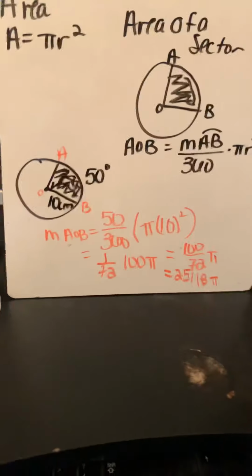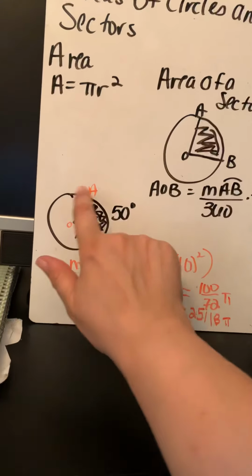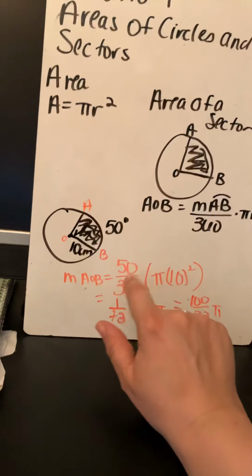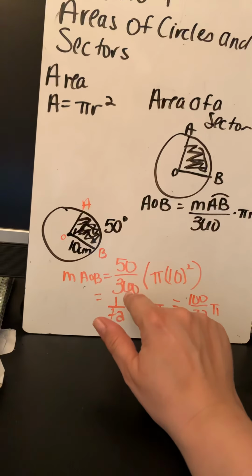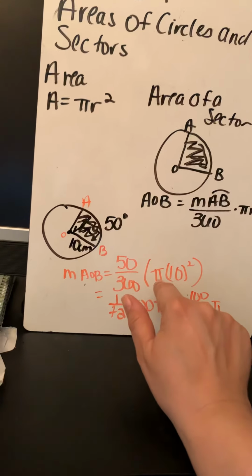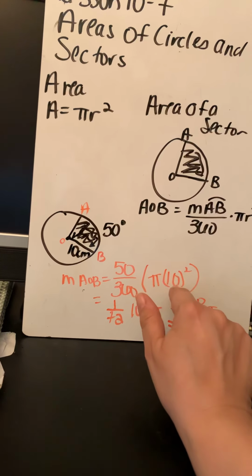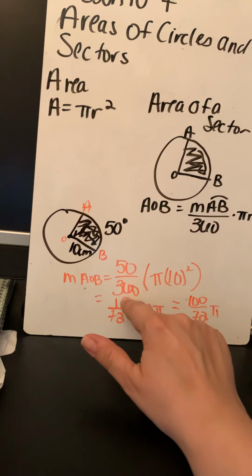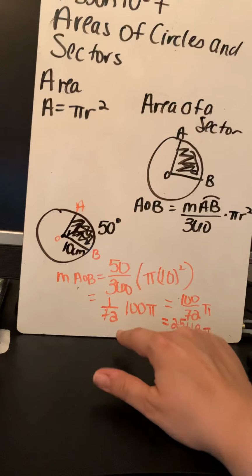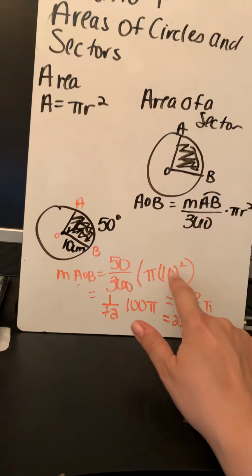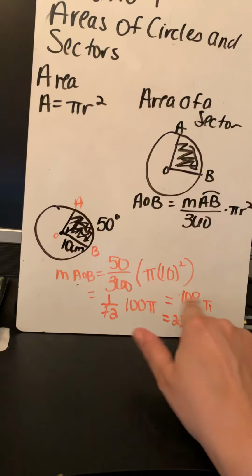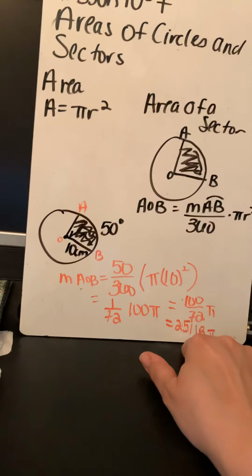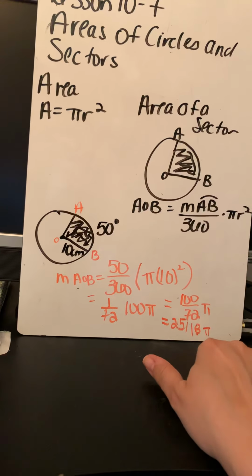So again, going over it one more time. Area of this sector right in here, you take your angle over 360 times pi r squared. R is 10. So it'd be 1 over 72, I just reduced that down, times the square of 10, 100 pi. So then it'd be 100 over 72. Reduce that fraction to get 25 over 18 pi.